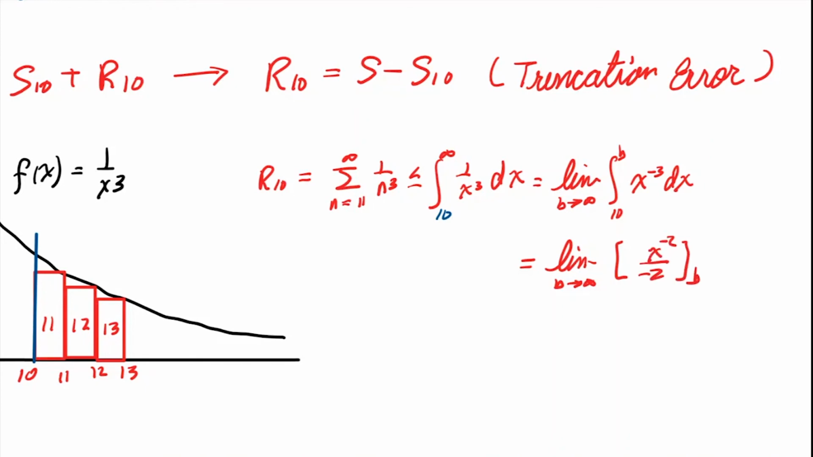From, I'm screwing up, 10 to b. So far so good? Say yes. Okay. Now we substitute. You want to take 1/2 outside or not? Your choice. Let's take 1/2 outside. Limit b approaching infinity, and use the plugging-in rule: totally this minus that because of the negative sign. So we have 1 over 10 squared minus 1 over b squared. You with me? Say yes.